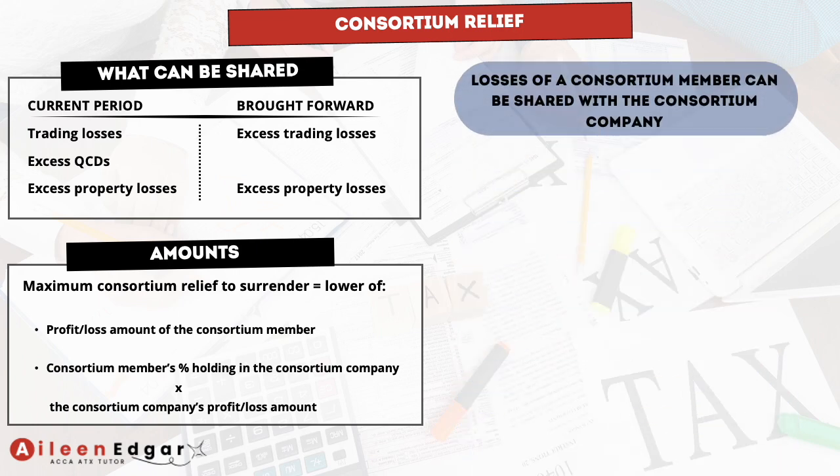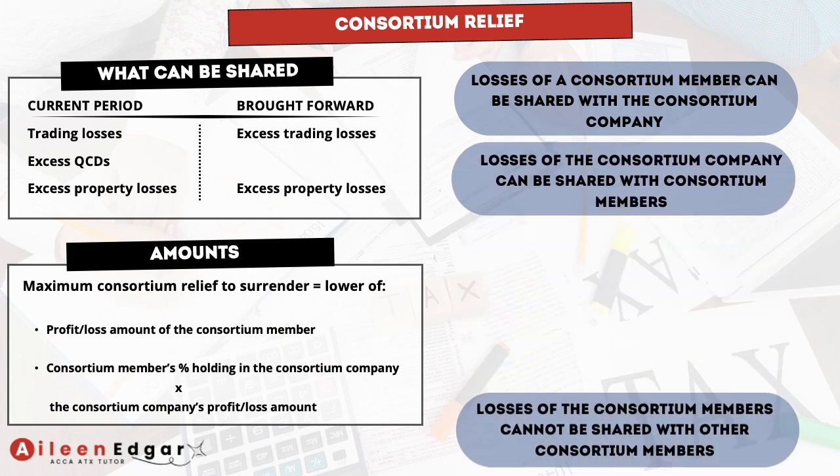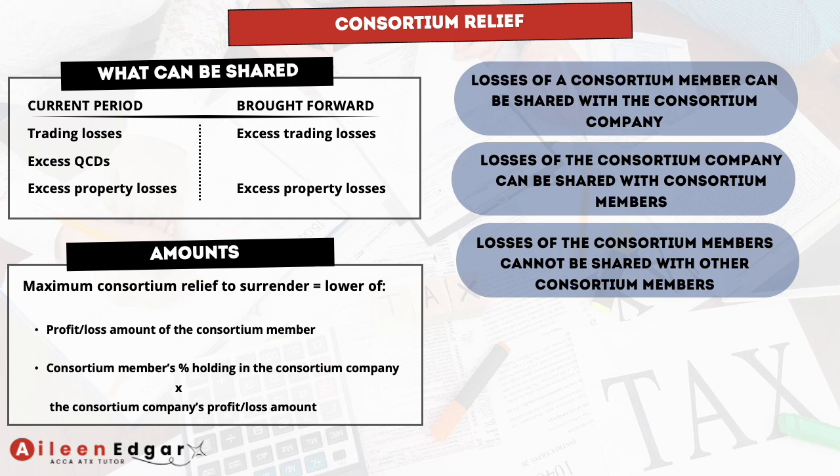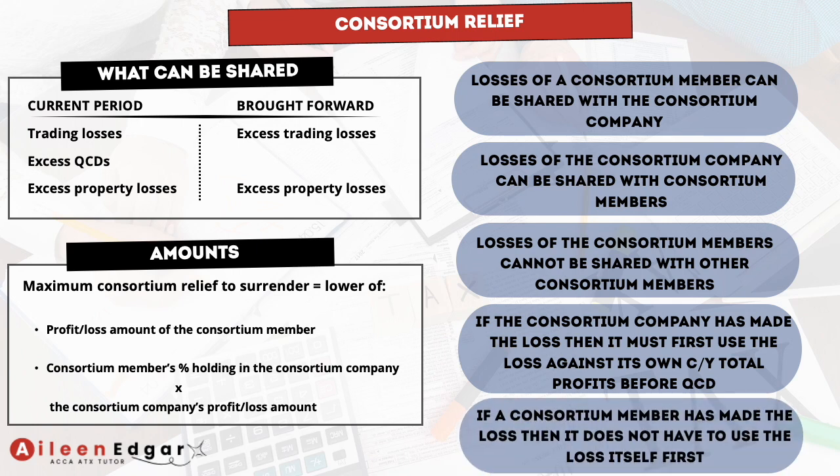So the consortium relief can only be shared up and down the lines that run between our companies in that diagram we saw before. So MPLC could share losses with L Limited but couldn't share with NPLC because consortium members cannot share losses with each other. They can only share losses directly with the consortium company. And the other restriction to watch out for is that when we're working out the amount of relief that a consortium company can give away to the consortium member, then that consortium company must use the loss itself first before giving the rest away.